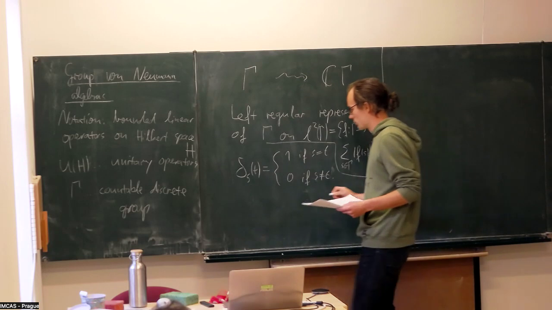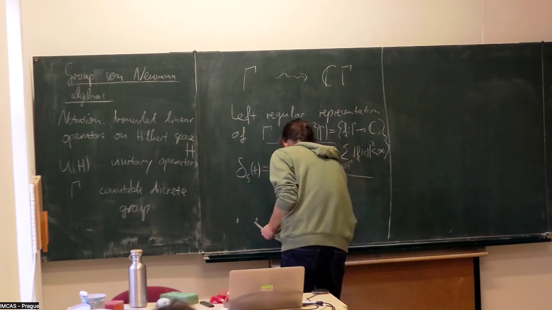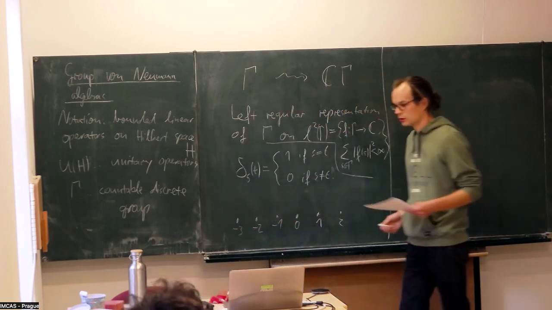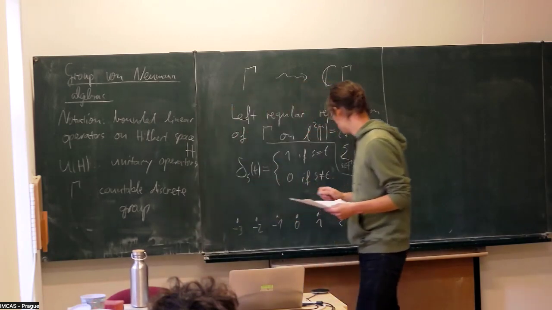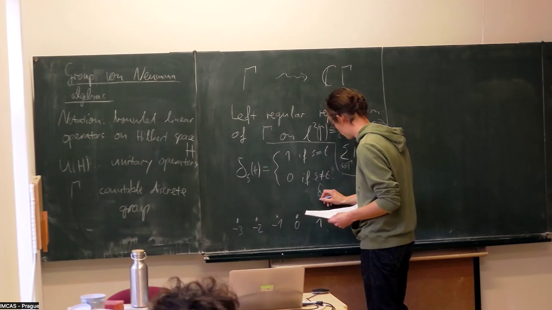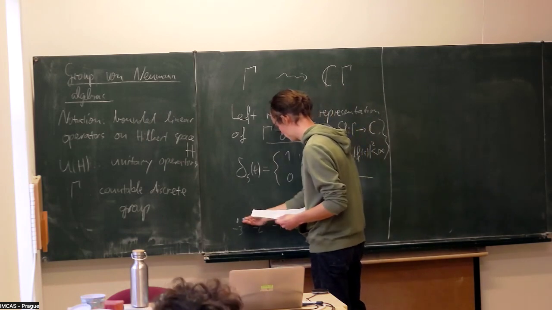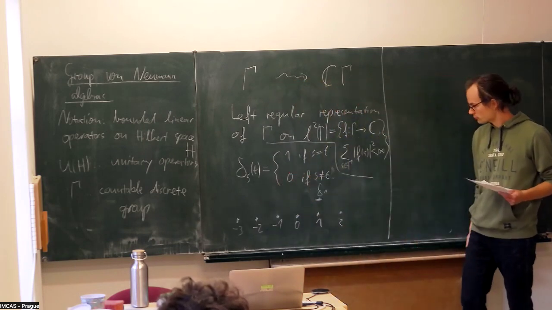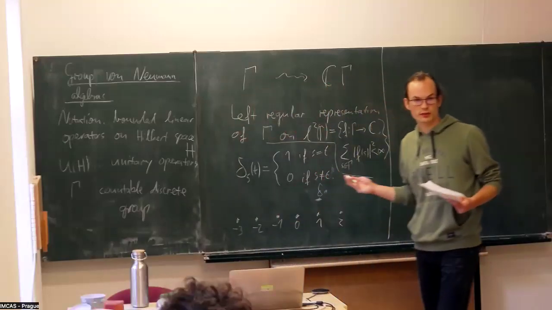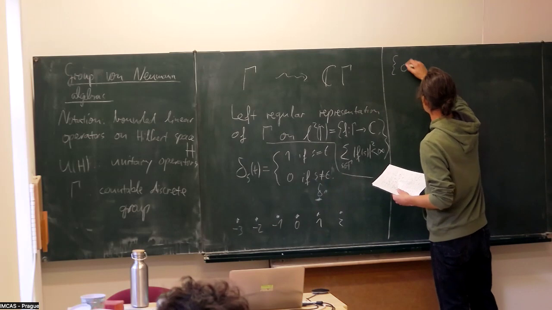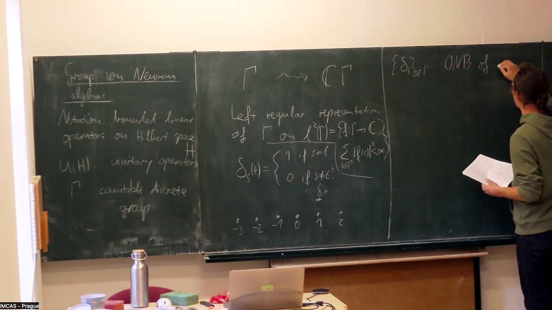So basically what happens is, let's say you have the integers: 0, 1, 2, minus 1, and so on. Let's say delta 1 would be equal to 1 here and 0 everywhere else. Okay, I guess that's clear. So those are like the unit vectors supported on group elements. And the collection of all these delta S for S in gamma is an orthonormal basis of the Hilbert space L2.